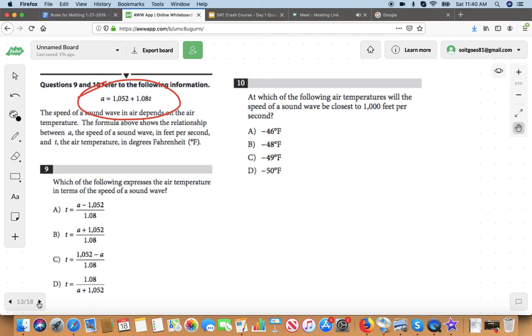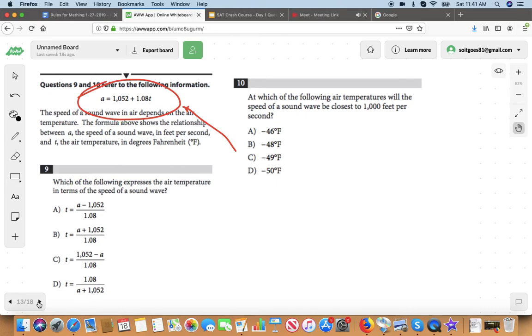But just still plug in values. What I'd probably recommend is plug in the temperature for T into that equation, and then see which A value is closest to 1,000. Does that make sense? Hey, it's just arithmetic. You're not doing any algebra here. All right, so show me what that would look like.